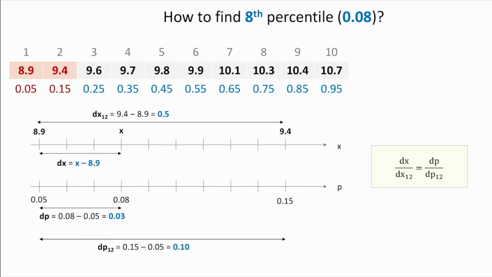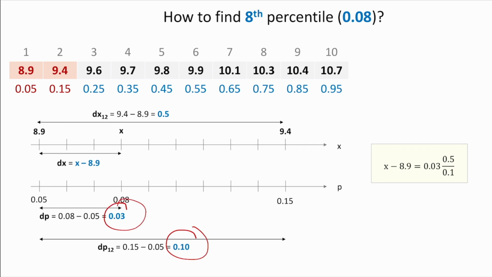So this can be written mathematically like this, right? The ratio between the distances in X space should be the same as the ratio between the distances in the percentage space, right? So it means that the distance between X and 8.9 should be 30% of the total distance between 9.4 and 8.9. Okay. So now we can put all these distances that we already calculated. So in this case, we have 0.1 and 0.03, right? So this is 0.03 and 0.1. And then we have also this one, it's 0.5. So the ratio between these 2 distances should be the same as the ratio between these 2 distances.